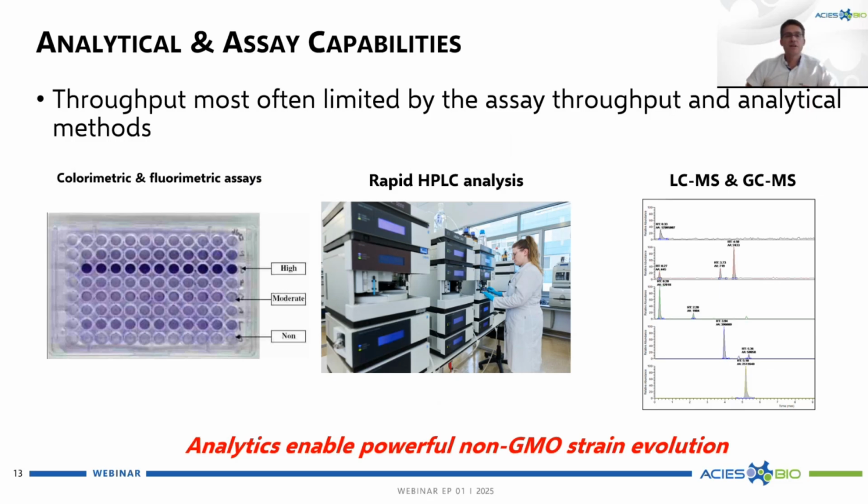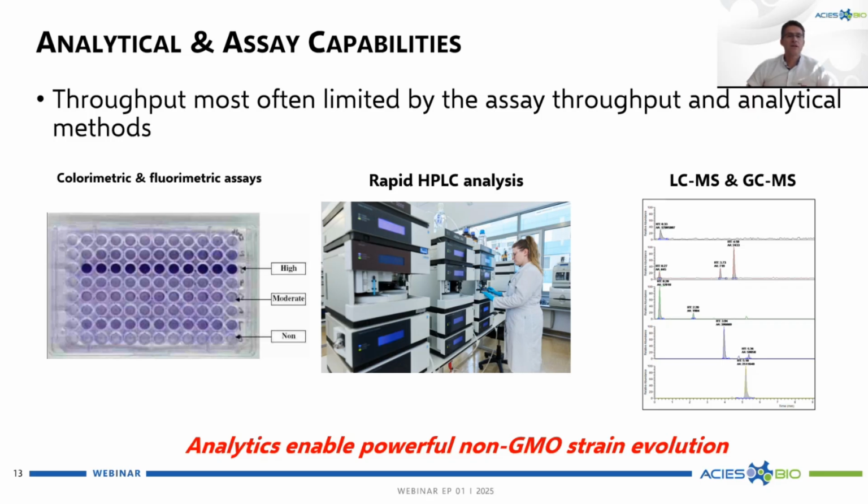Again, it's really important to stress that the analytical capabilities are of key importance here. At Acies Bio, we understood that quite early, so we have done a lot of work in order to have the optimal assays available and also optimal chromatographic devices. So basically, when you think about the analytics, throughput is of key importance.